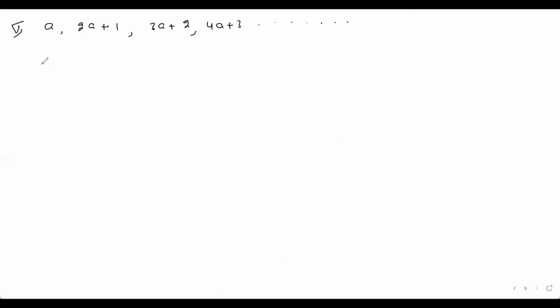Now the fifth sum is A, 2A plus 1, 3A plus 2, 4A plus 3 onward. Now we have to prove whether this forms an AP or not. Now here this is A1, this is A2, this is A3, this is A4. Now A2 minus A1 is equal to 2A plus 1 minus A. That will come out to be A plus 1.